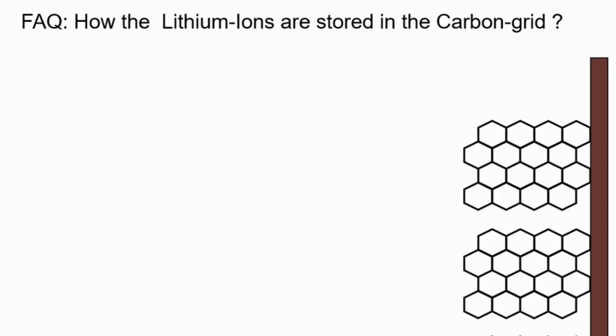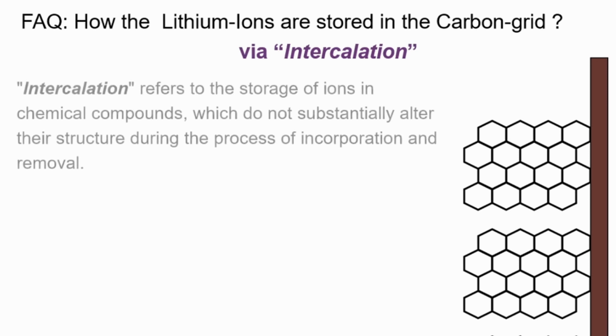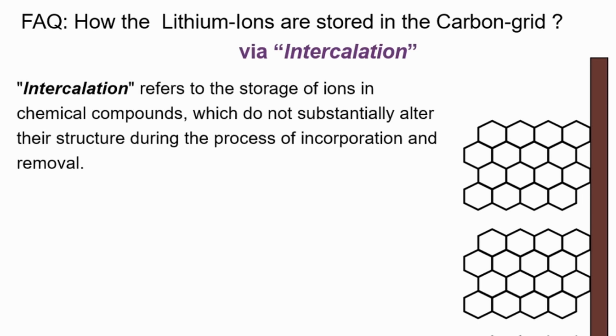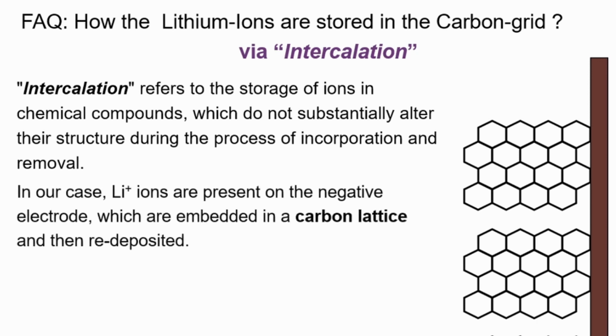So how are the lithium ions stored in the carbon grid or carbon lattice? It's called intercalation. It's a bit different from a pure chemical reaction. It's a bit less than a chemical reaction. Why is it not a chemical reaction? Because it doesn't significantly alter the structure during the process of incorporation and removal. So this structure looks still the same before and after the charging or discharging process. They are just embedded in the carbon lattice and redeposited later. You see, they go in and out, and they don't change anything. It's almost like a conventional electrical capacitor.